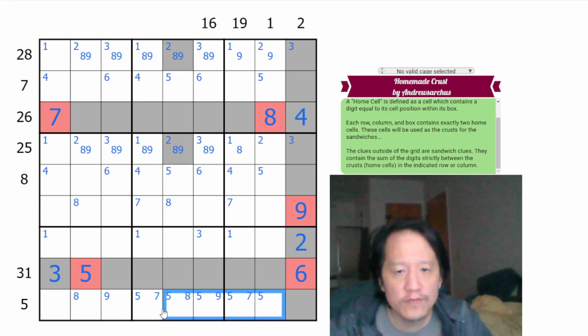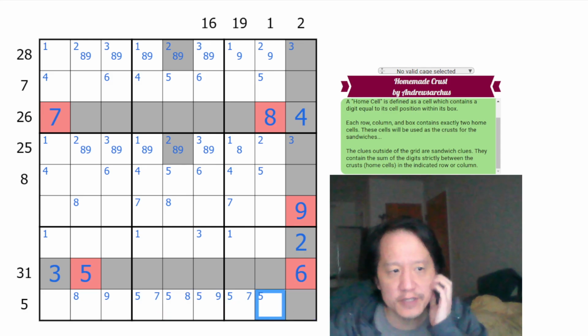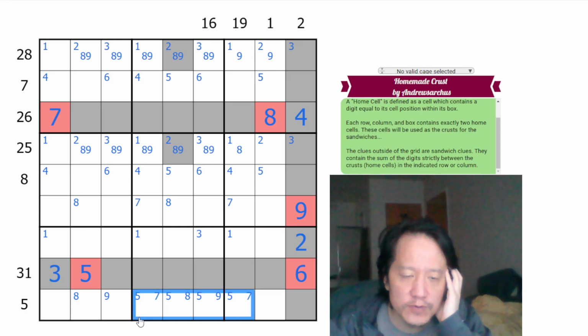So the 5, okay, so this cannot be a home cell, which means that can't be 5. So the 5 is one of those 4. This is an 8. So the home cell has to be either here or here. So it would be a 2 or 5, and we don't know which.